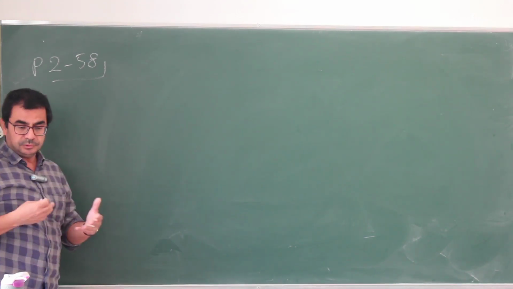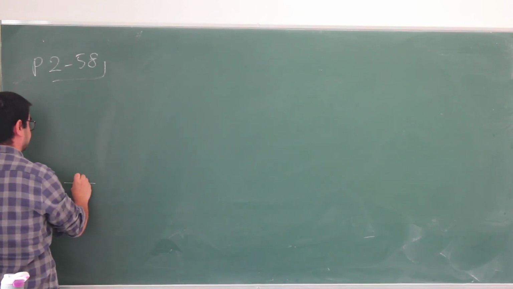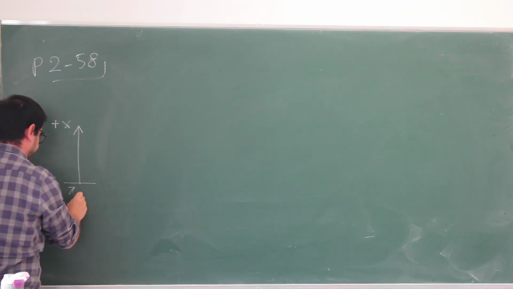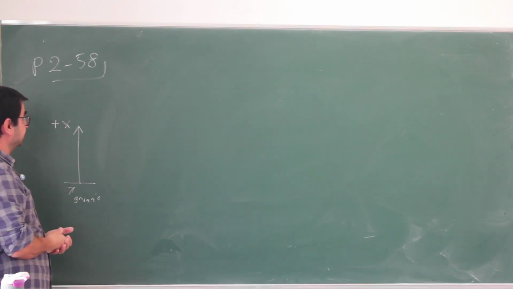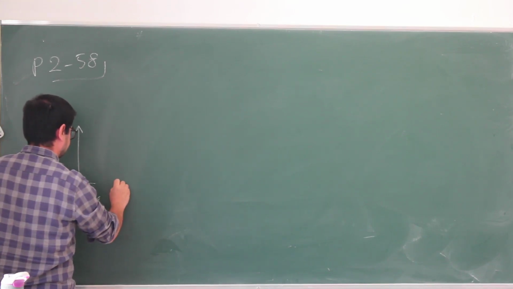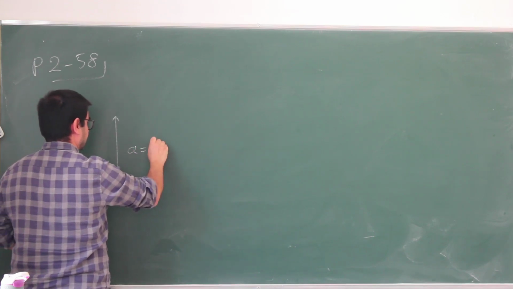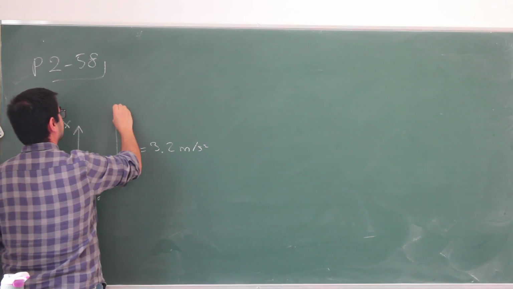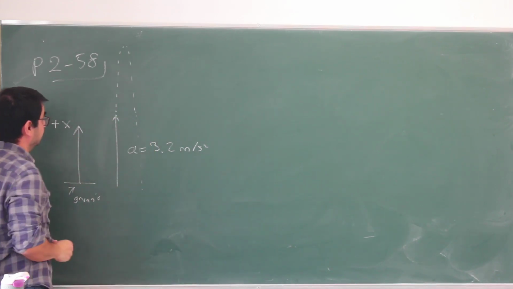To be able to use my formulas, I'm going to start by drawing a coordinate system. My coordinate system is going to be a regular one. This is the ground level. The ground level is 0, and up is going to be the positive x direction. So let's say that I start from here, I go up with some acceleration of 3.2 meters per second squared, and then here I run out of fuel, and then I go up and come down and possibly reach the ground.